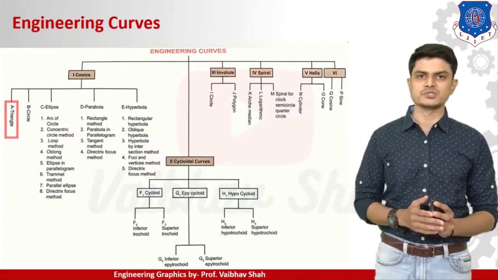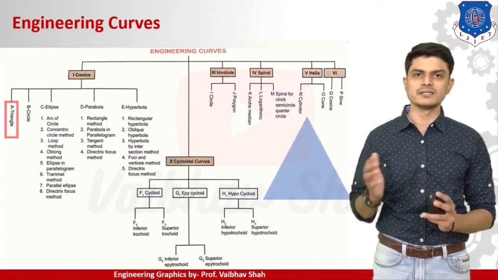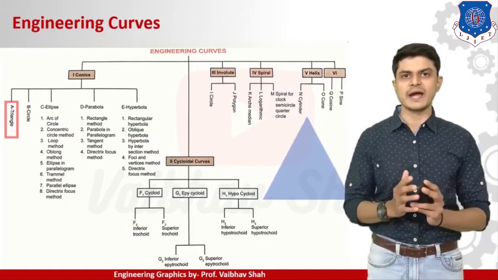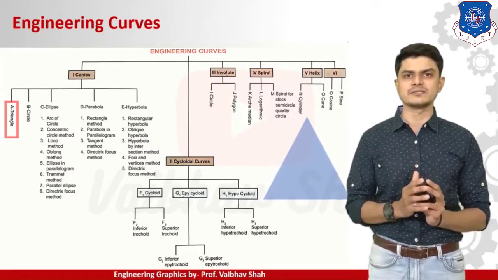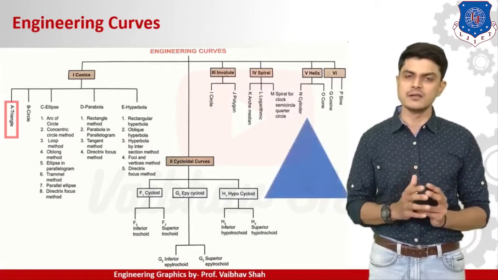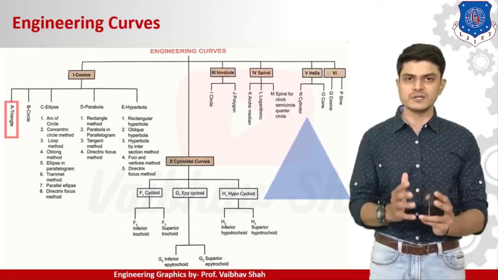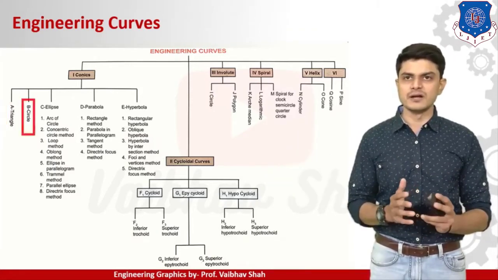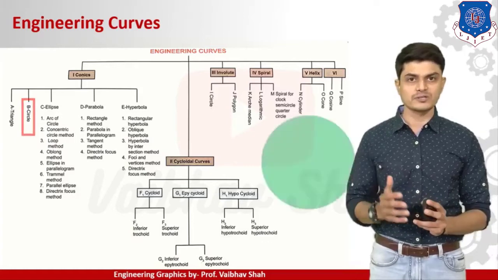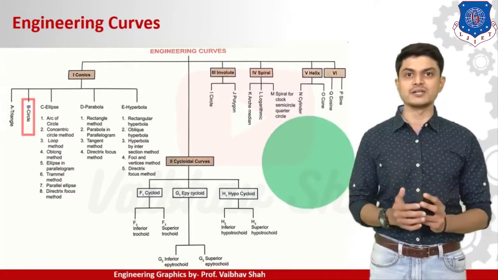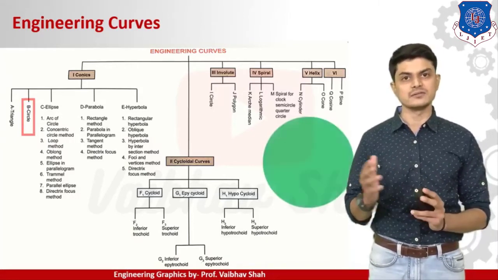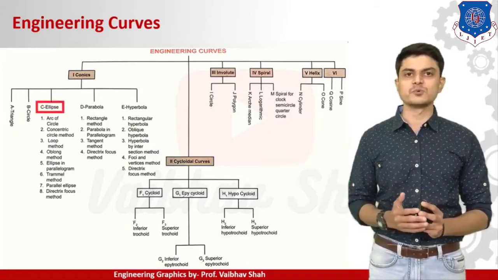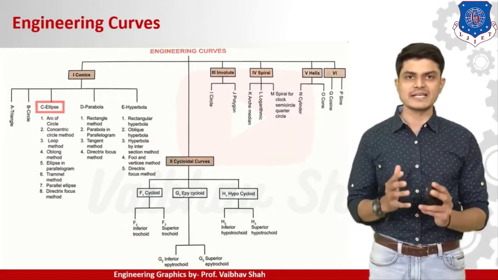So first we will be drawing this triangle. We will be learning this kind of object, which is nothing but a triangle, and there are a number of triangles and a number of ways to draw a triangle, which we are going to learn in this subject. After that, we will be learning the circle. So how to draw a circle, and how to divide the circle into a number of parts, we will be learning in this chapter.